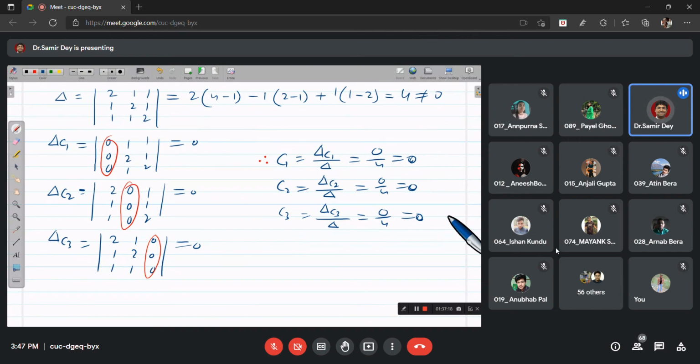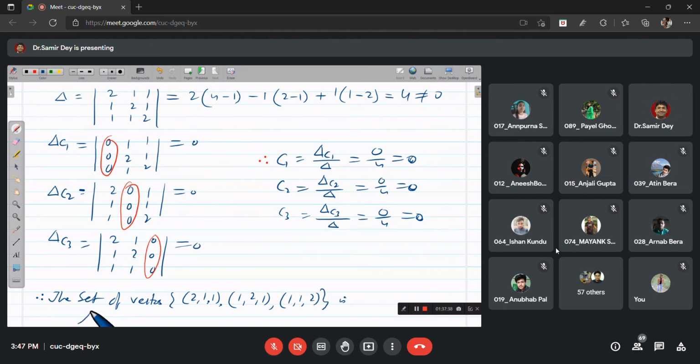Okay, if C1, C2, C3 are 0, that means what? Therefore, the set of vectors 2 1 1, 1 2 1 and 1 1 2 is linearly independent. Is it clear? Yes, sir. Okay. What is our next checking?